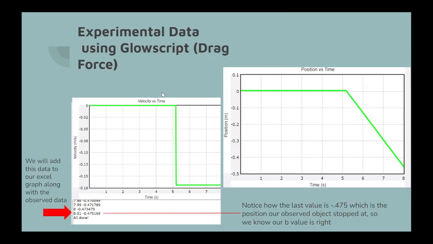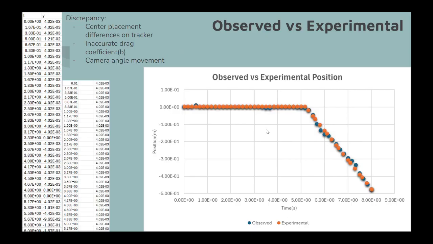So this is how it turned out. Right here is how we know that our b constant is right, because this is our final position in Tracker, and this is our final position for our model, so we know our drag force constant is right. This is what we're going to be looking at: position over time of the bottom of the slinky. We put those data together, and it is very linear. It's not exactly the same, but that is just due to center placement differences in Tracker, or inaccurate drag coefficient, and angle movement in the camera, just small errors, but for the most part it is the same.